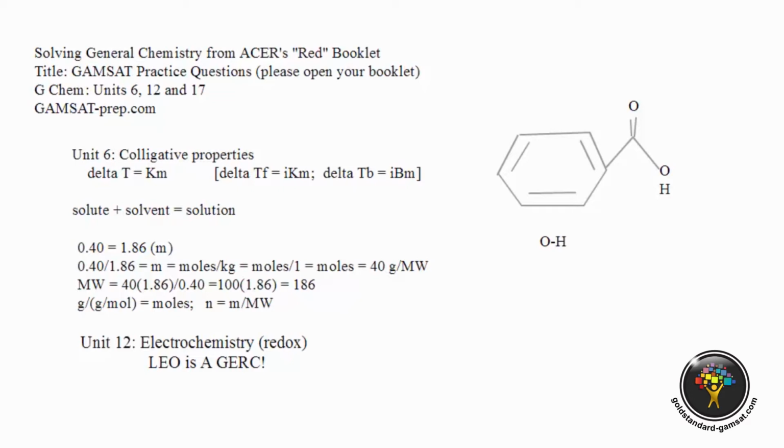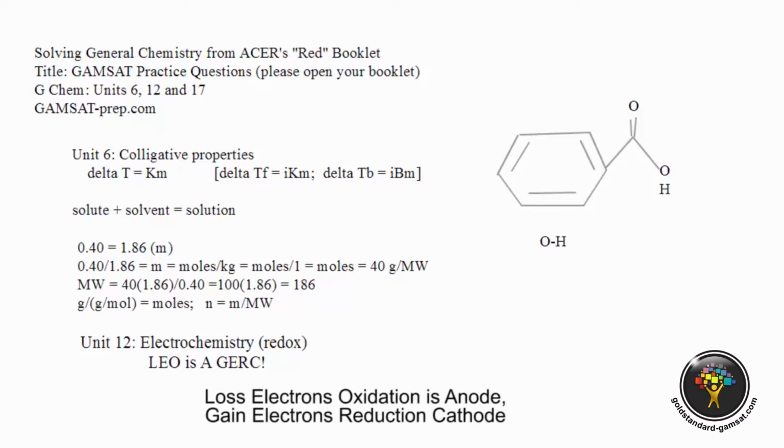Now, in terms of what is reduction and oxidation, if you have your own way of knowing it, fine, perfect. I know some people use LEO the cat goes GER, but this one, in my opinion, is the best mnemonic to remember: LEO is a GERJ, misspelled, of course. LEO is loss of electrons, oxidation, the anode. GER is gain of electrons, reduction, the cathode.